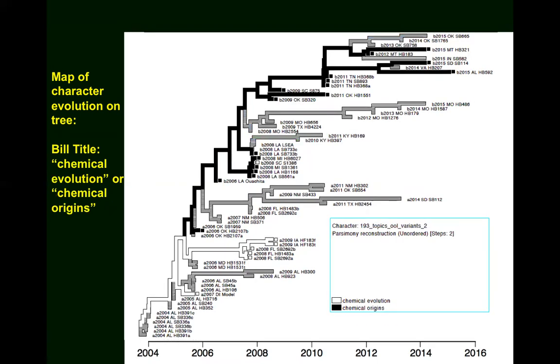Here's another one. This is trivial, but does the bill talk about chemical evolution or chemical origins? The early ones talked about chemical evolution. Then in 2006, they switched to chemical origins, and that was inherited by most of the descendant bills. Right, so you can look quite precisely at when individual innovations started.